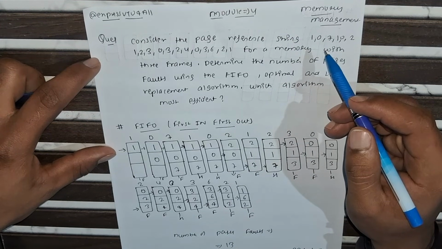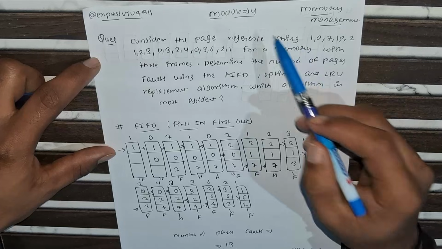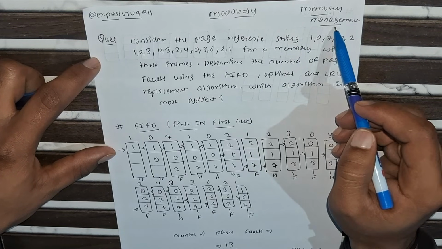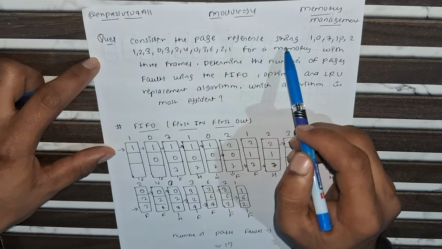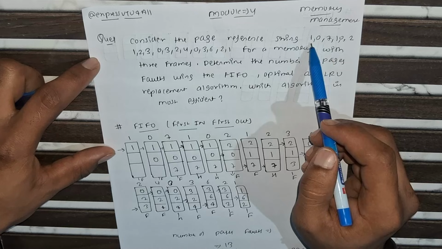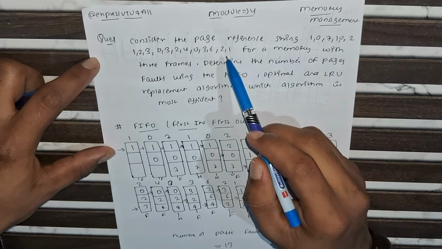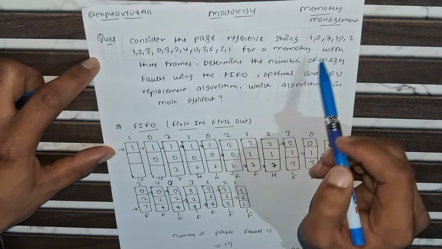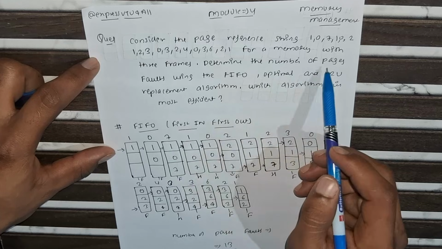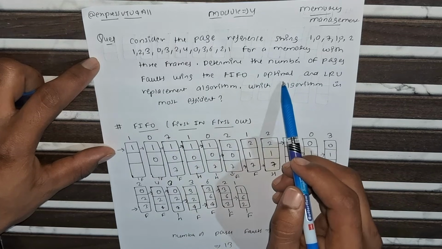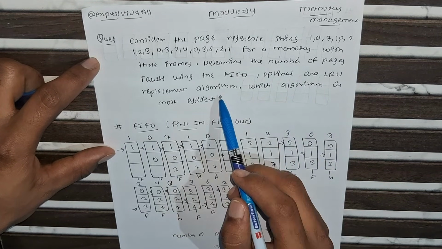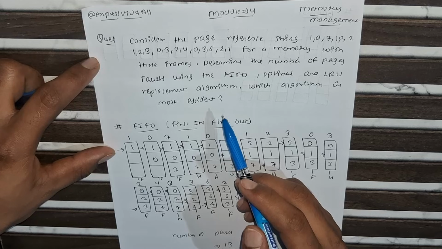In this video, we are going to solve a very important problem from Module 4 Memory Management. So the question is, consider the page reference string 0, 1, 0, 7, 1, 0, 2 up to 2, 1 for a memory with 3 frames. Determine the number of page faults using the FIFO, optimal and LRU replacement algorithm. Which algorithm is most efficient?